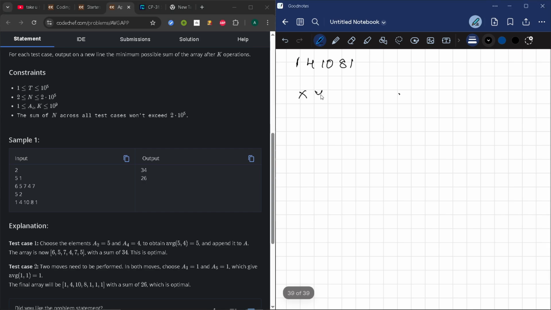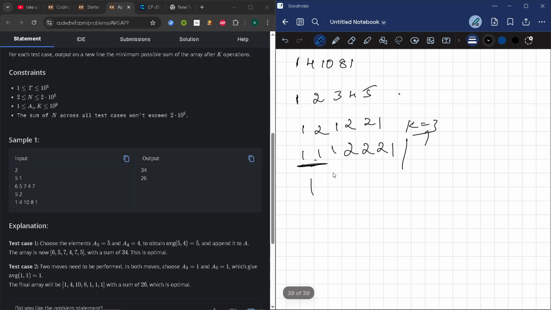Let's say X, Y, Z, W, T. Or else I have to take some custom example. Let's say I have 1, 2, 3, 4, 5. Or 1, 2, 1, 2, 2, 1. I sorted it into 1, 1, 2, 2, 2, 2. Then let's say I have to take k equals 3. And 1 plus 1 by 2 is 1. And it will be 1. Then I'll just again append 1, 1. That's the minimum possible sum which I will get.